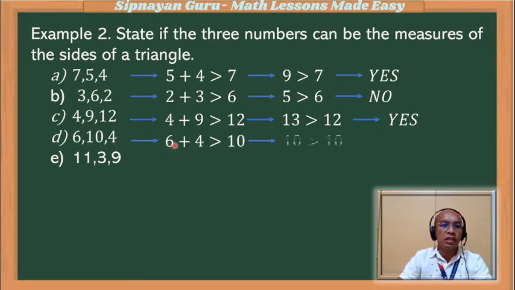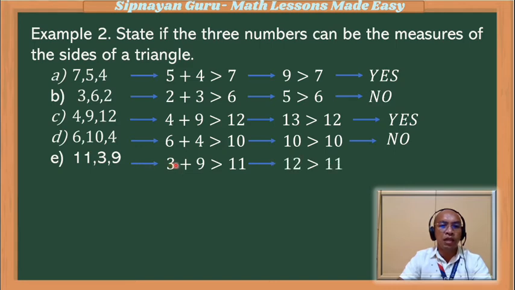If you add up, that is 10, and 10 is not greater than 10 because they are equal. These numbers cannot be sides of the triangle. And lastly, we have 3 plus 9, so that is 12. 12 is greater than 11, so these three numbers can be lengths of the sides of the triangle.